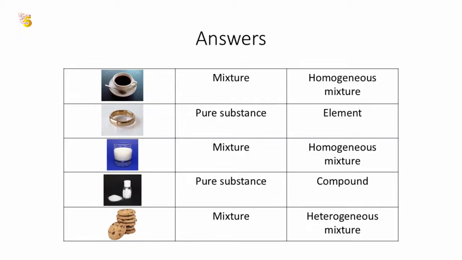Salt is an example of a pure substance. Salt is made up of two elements, sodium and chloride, so it is an example of a compound. And finally, a chocolate chippy biscuit is an example of a mixture. Chocolate chippy biscuits are heterogeneous mixtures though, because they look different throughout them.